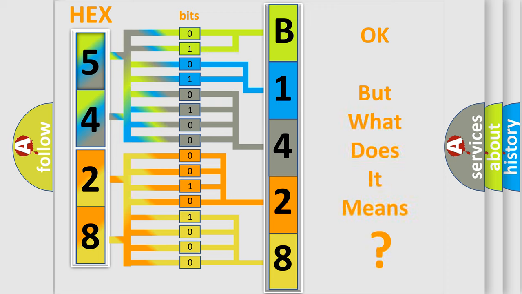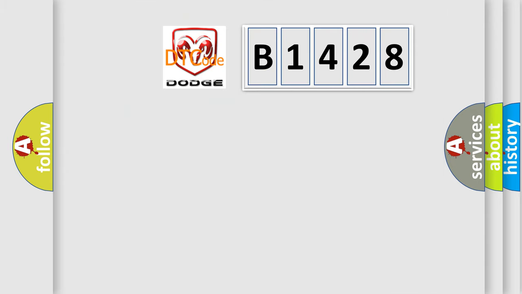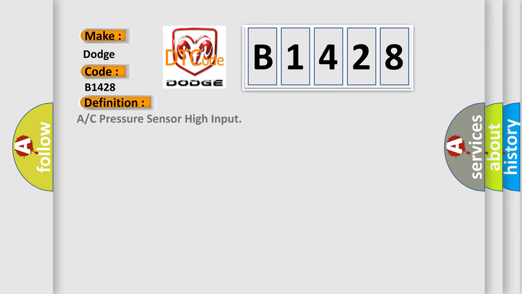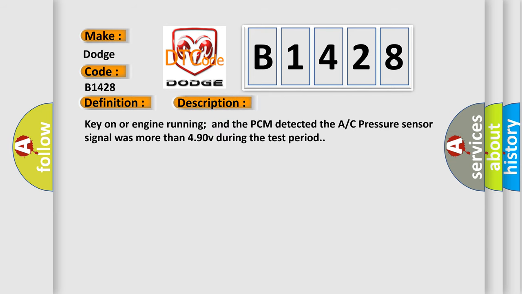The number itself does not make sense to us if we cannot assign information to what it actually expresses. So, what does the Diagnostic Trouble Code B1428 interpret specifically for Dodge car manufacturers? The basic definition is A/C pressure sensor high input. And now this is a short description of this DTC code.